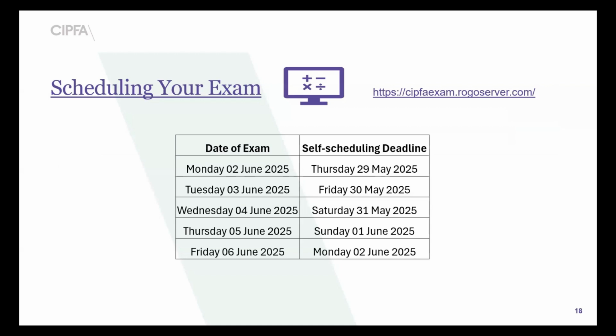So if you have an exam on Monday, the 2nd of June, the deadline is the 29th of May, Tuesday the 3rd, Friday the 30th of May, and so on. So just make a note of when your exam is and when those self-scheduling deadlines are.